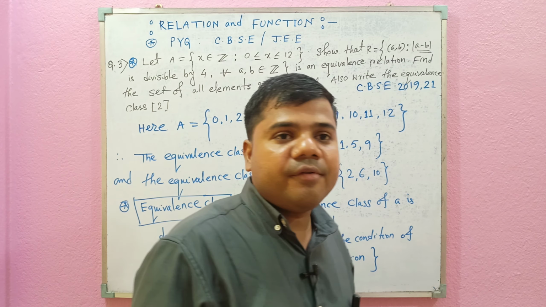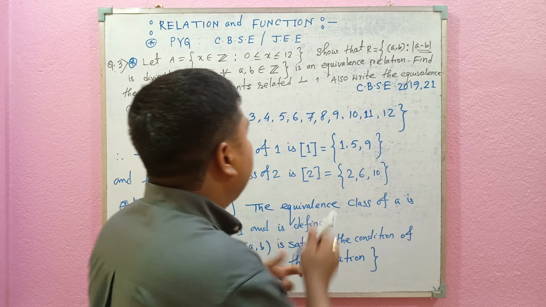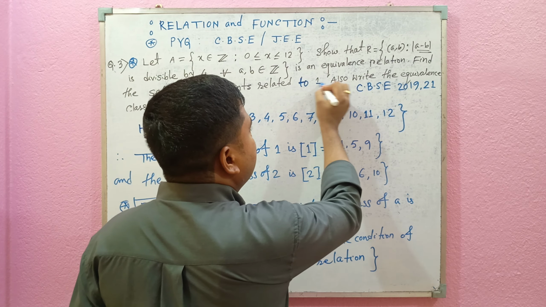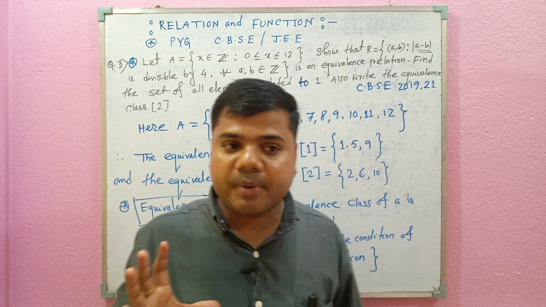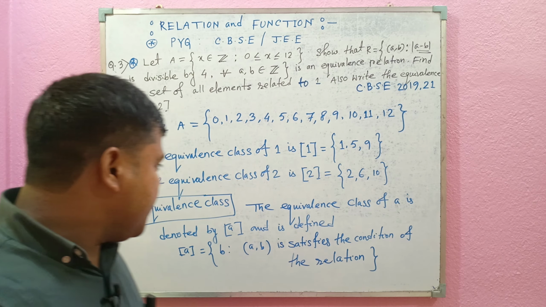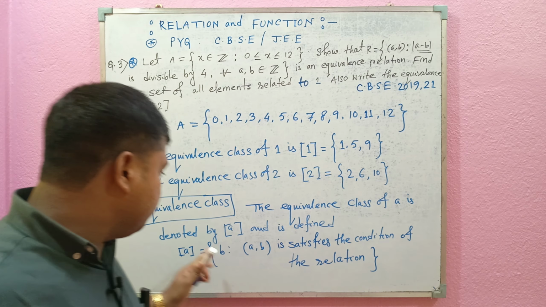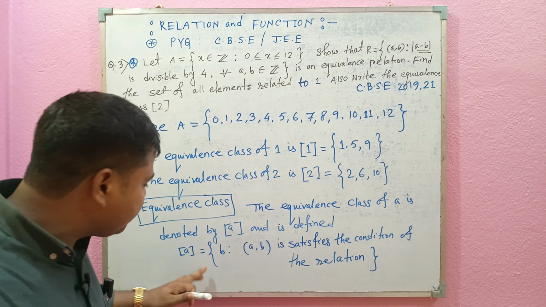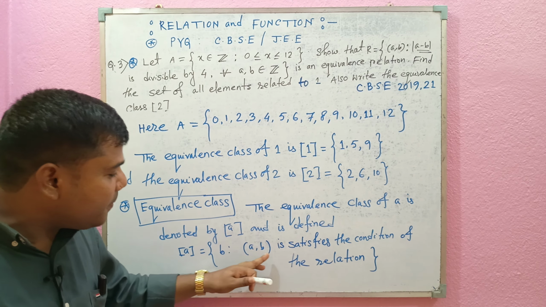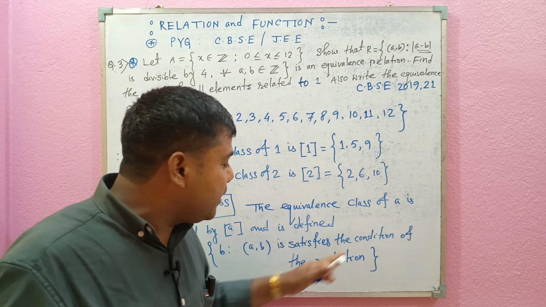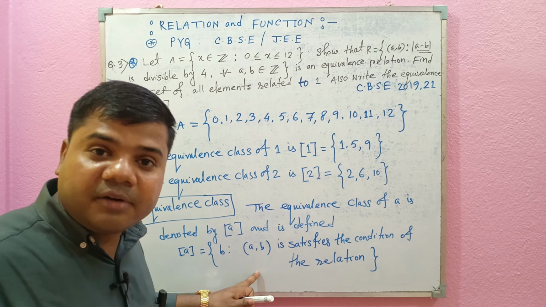Next, we find the equivalence class of 1 and 2. Okay. What is an equivalence class? This is a very important topic. The equivalence class of an element a is denoted by [a] and is defined by [a] is equal to the set of all b such that (a, b) satisfies the condition of the particular relation. (a, b) must satisfy the particular condition.